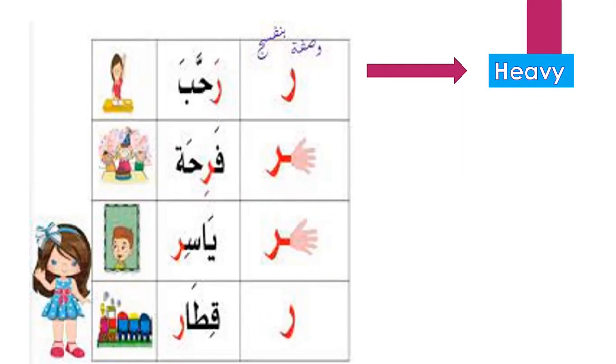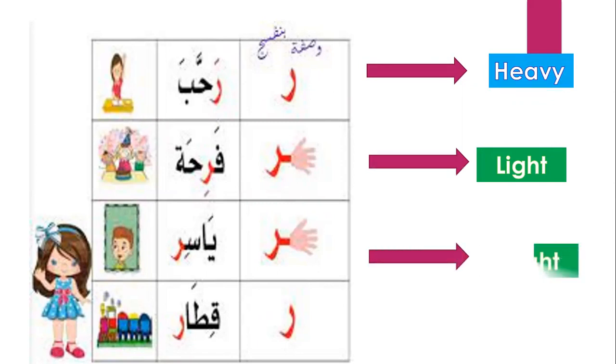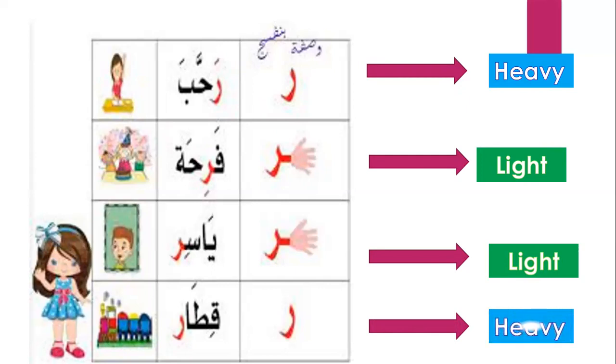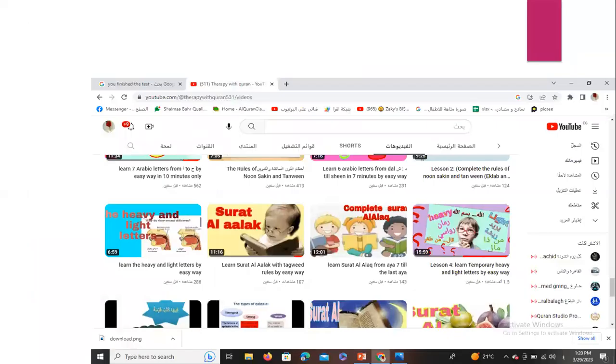Farihaton, fari, ri, ri, heavy or light? It has kisra, it's light. Yasir. Ra sakina preceded by kisra, light. Qitar. Ra sakin preceded by alif mad or fatha, it's heavy. Qitar, not qitar, it's r, r.